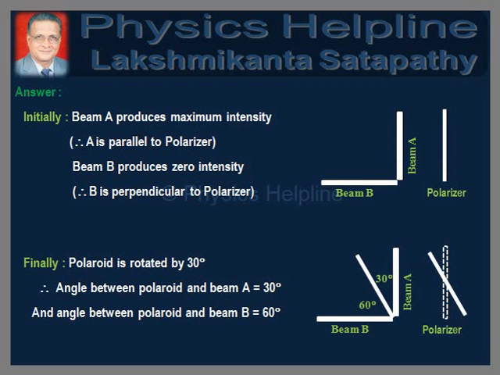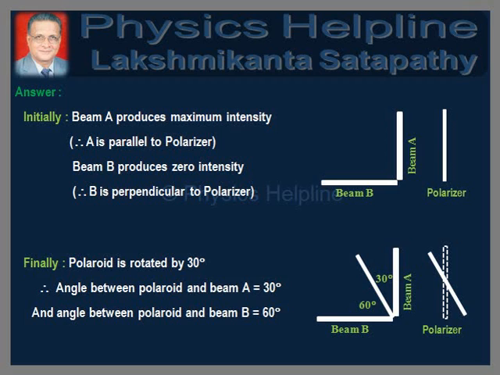Now, we can solve the problem in the question using these concepts. It is given that initially beam A produces maximum intensity. Therefore, the line of polarization of beam A is parallel to the transmission axis of the Polaroid. And beam B produces zero intensity. Therefore, the line of polarization of beam B is perpendicular to the transmission axis of the Polaroid. The initial position is shown in the first figure.